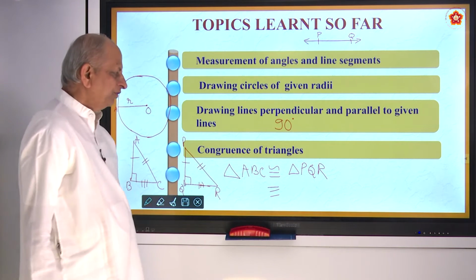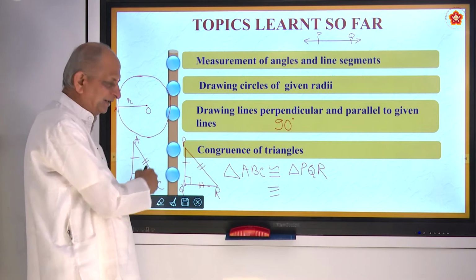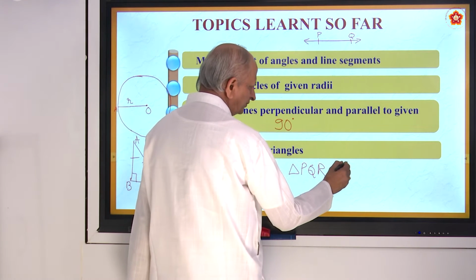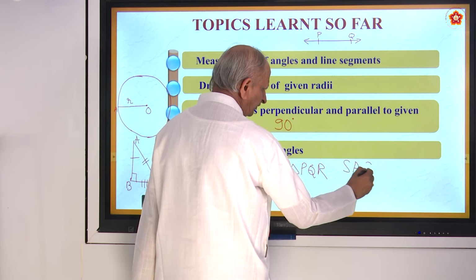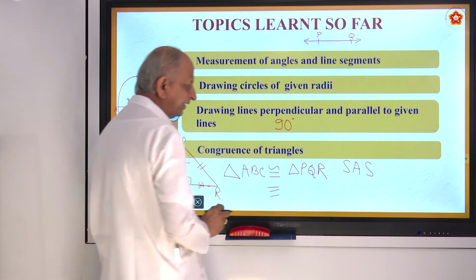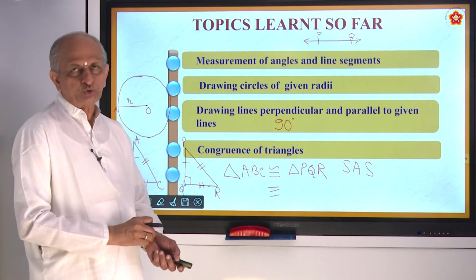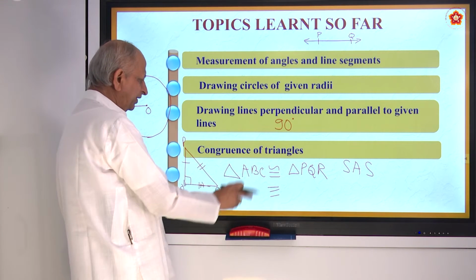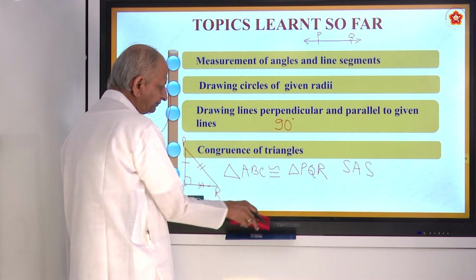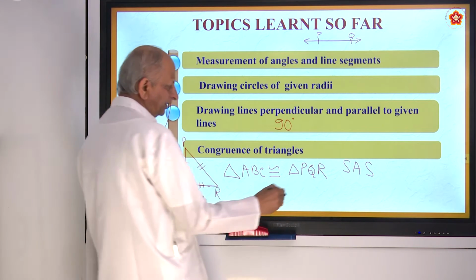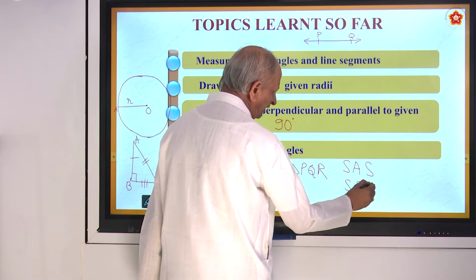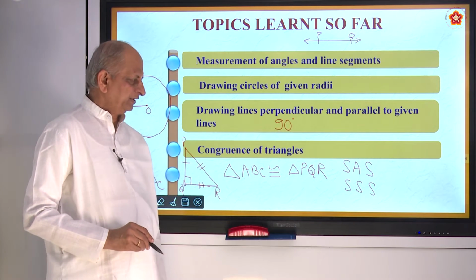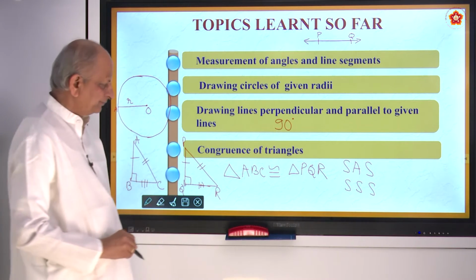And there are four conditions. This one is about right angle triangles, called RHS congruence. And you have SAS congruence. Two sides and one included angle of one triangle, if they are equal to two sides and the included angle of the other triangle, then the two triangles are said to be congruent. Is it not? Similarly, if three sides of one triangle are equal to the corresponding sides of the other triangle, then we say the two triangles are congruent.